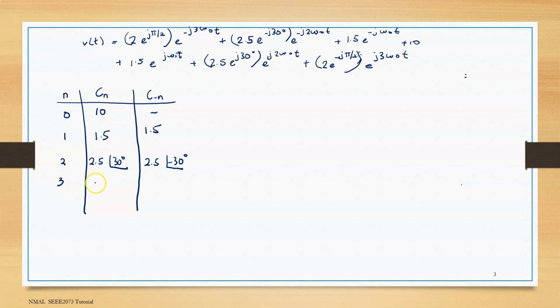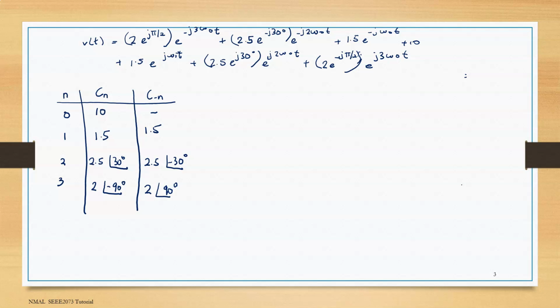For n equal to 3, this one is 2, which is from here, and the value of the phase here is negative pi over 2. Negative pi over 2 is actually negative 90 degrees, because pi equals 180 degrees. So c negative n for n equal to negative 3 is also 2, which is this part here, and the phase is 90 degrees.